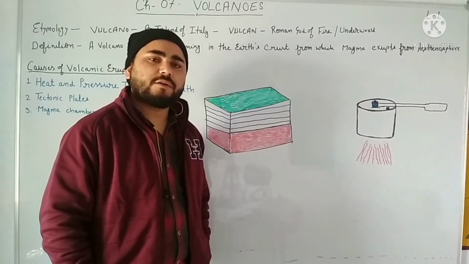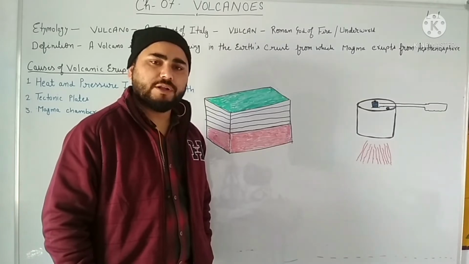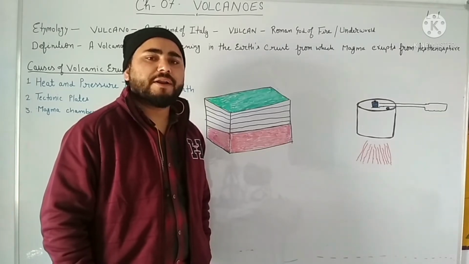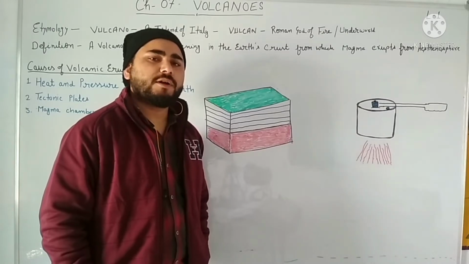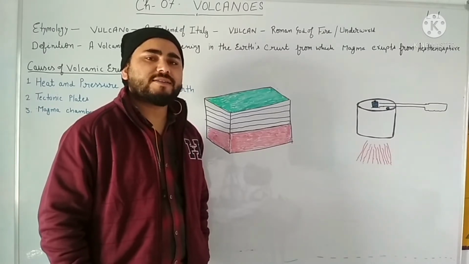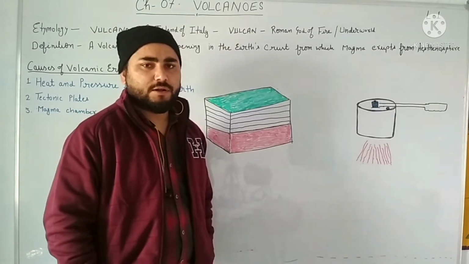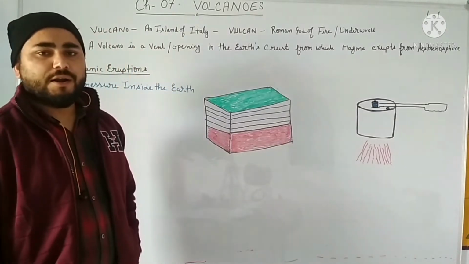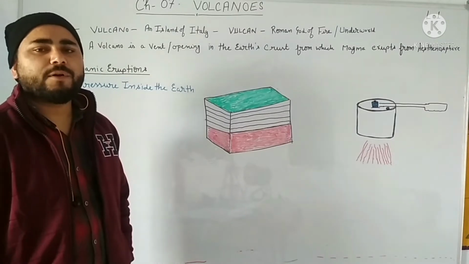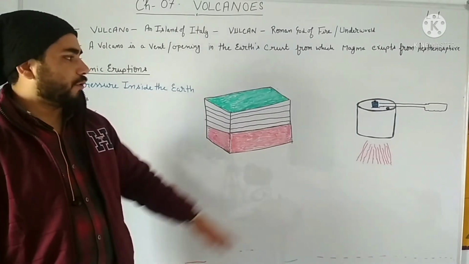And because of that high pressure only, the material which is inside the earth, in the asthenosphere, tries its best to come out and to release the pressure, right? So this thing we will understand by the example of a pressure cooker. I have drawn a pressure cooker there.